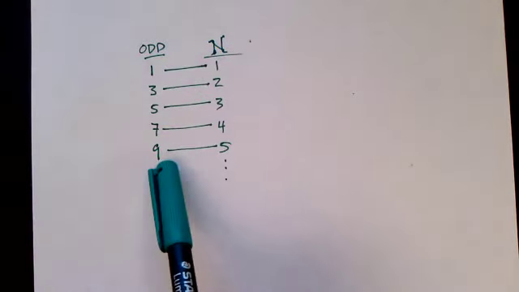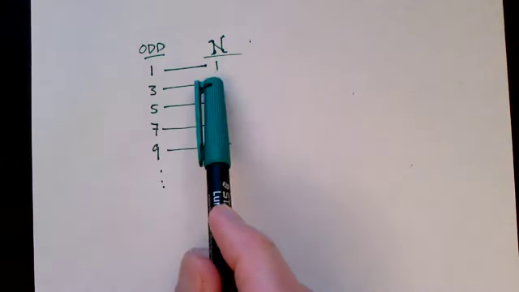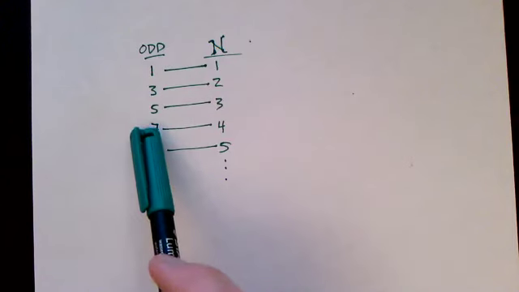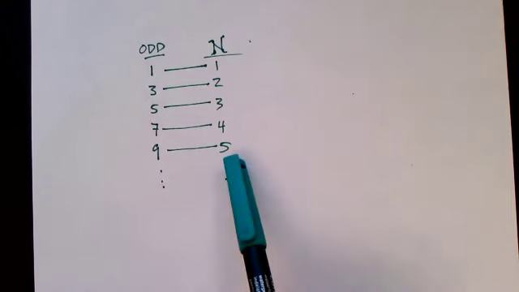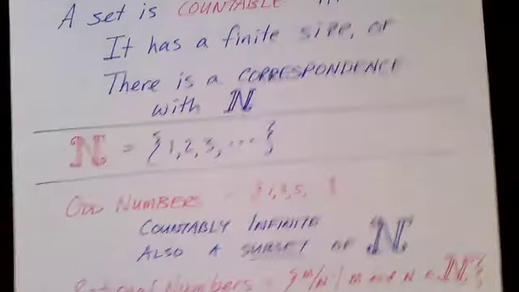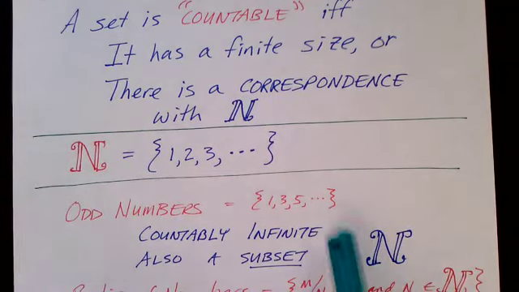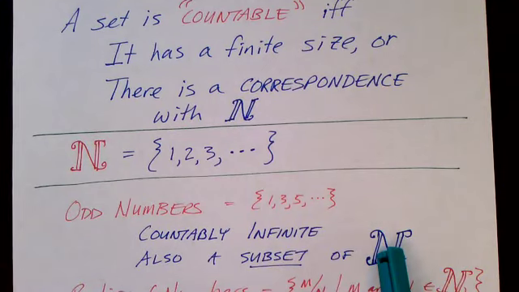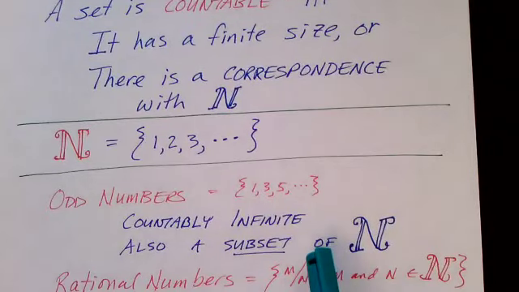But also notice that the odd numbers form a subset of the natural numbers. 2, 4, and so on are not elements of the set of odd numbers, but they are in the set of natural numbers. So we can have a situation where we have a set that has both the same size as the natural numbers and is at the same time a proper subset of the natural numbers.